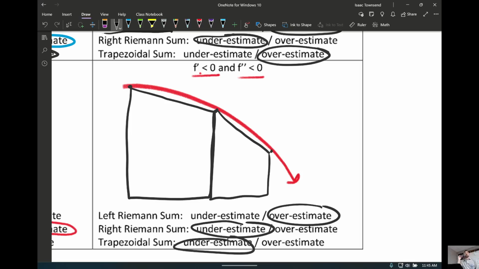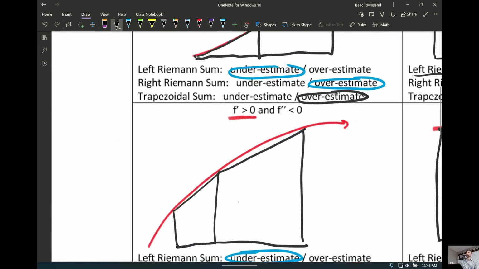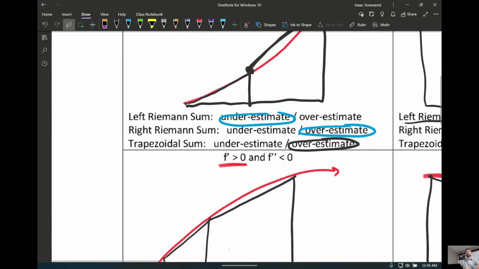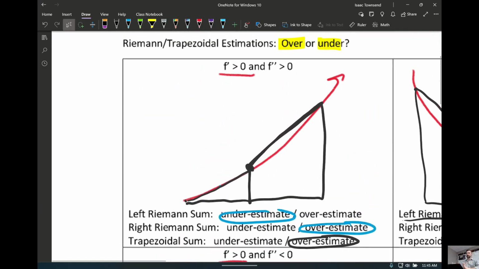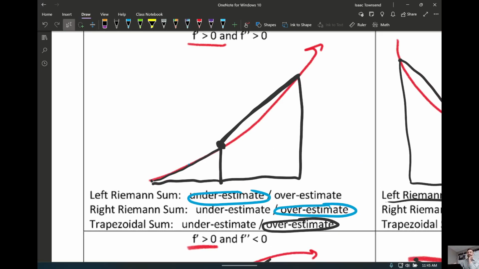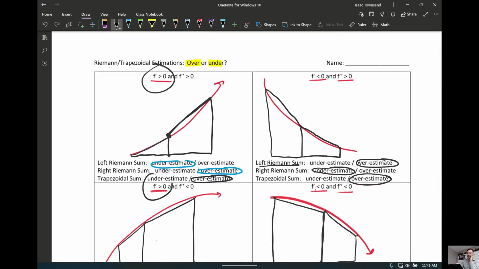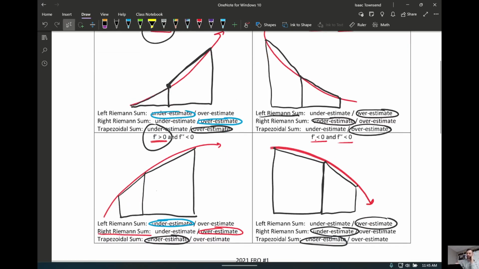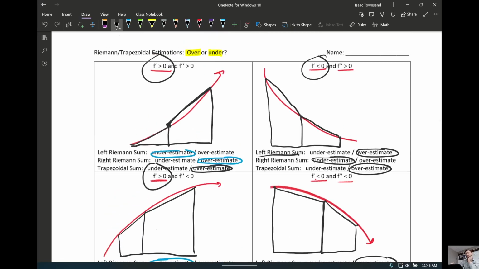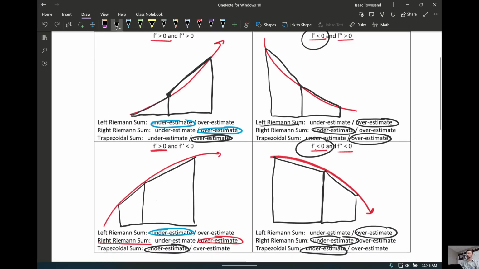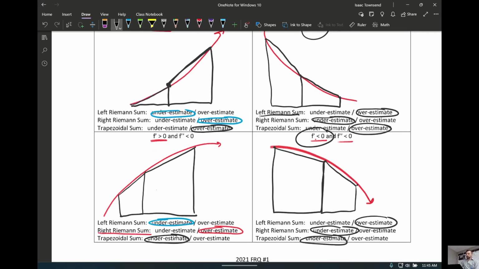Okay, so the shortcut I can teach you: I don't think you should ever just try to memorize this, because you can just figure it out in the moment. But what I want you to get out of this is these are the two things you need to consider. If your graph is increasing, like the FRQ 2, then left Riemann sum is an underestimate, right Riemann sum is an overestimate. If you switch that and make it a decreasing function, then no switch. Left Riemann sum's an overestimate, but right Riemann sum becomes an underestimate.